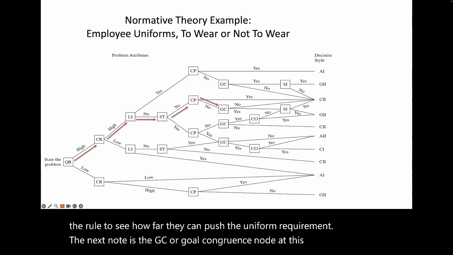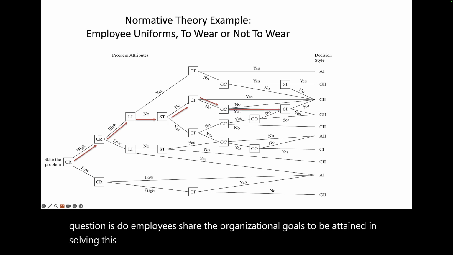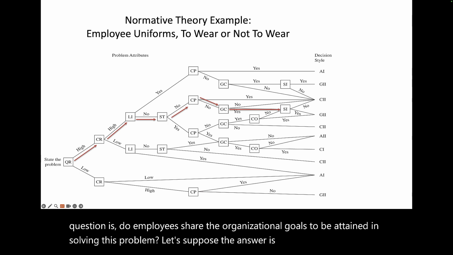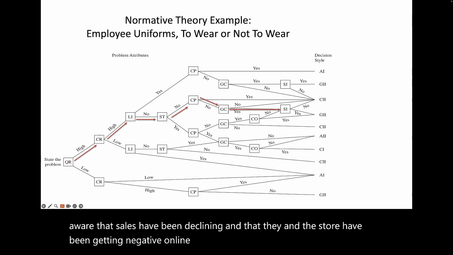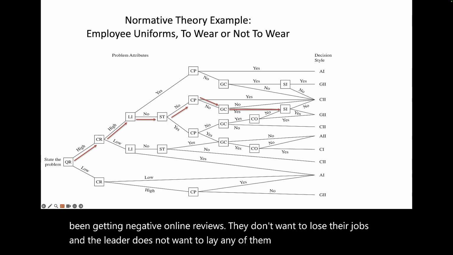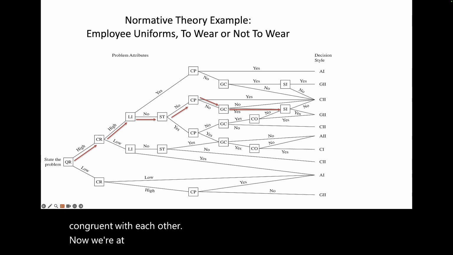Let's suppose the answer is yes, because they are aware that sales have been declining and that they and the store have been getting negative online reviews. They don't want to lose their jobs, and the leader does not want to lay any of them off. Their goals are congruent with each other. Now we're at the SI node, subordinate information. It asks, do employees have enough information to make a high quality decision?